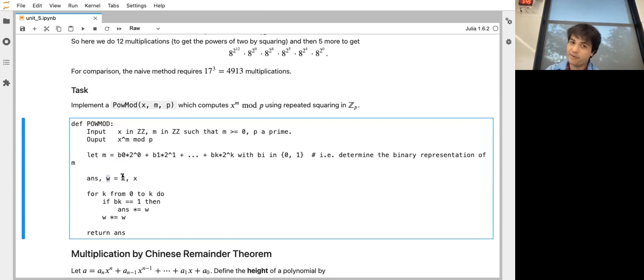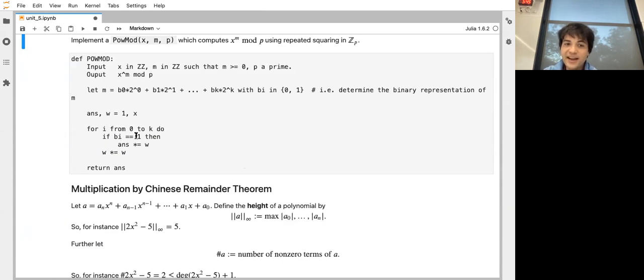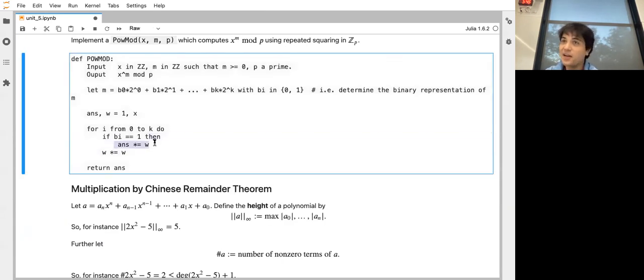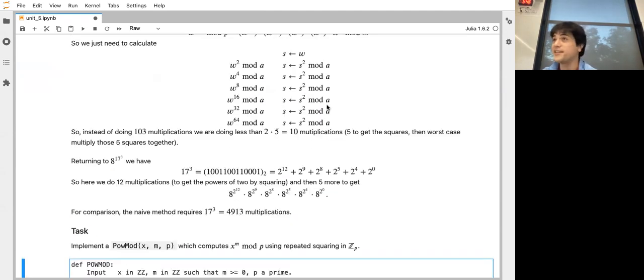This is W, the thing that we're going to be squaring. And it's originally equal to X. So for I from 0 to K, do: if BI is 1, that is to say if it has a 1 here, then we do want to include it. So if BI is 1, then multiply my answer by W, and then square W, and then return the answer. That's more or less it for PowMod. So just implement this and use this as a trace example.